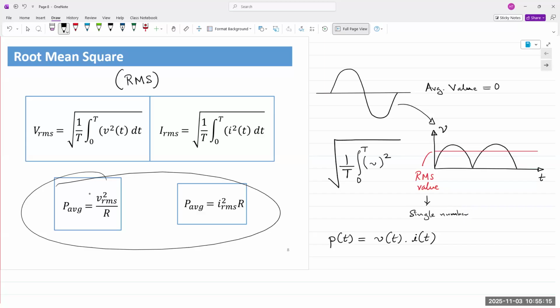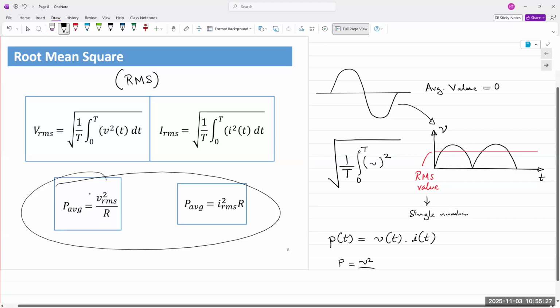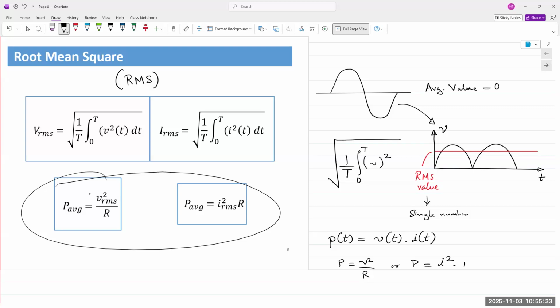However, if you wished to find the average power that is being transferred, then we use the RMS values. And we can still use the equation P is equal to V squared over R, or P is equal to I squared times R. Except in these equations, we now use the RMS values. Again, AC RMS is the DC equivalent of an AC voltage. Okay, that's all it is. Mathematical definition. But the equations still apply.